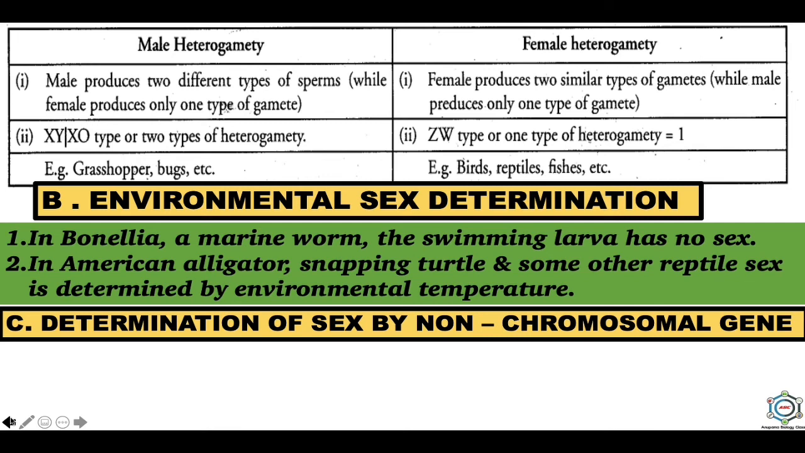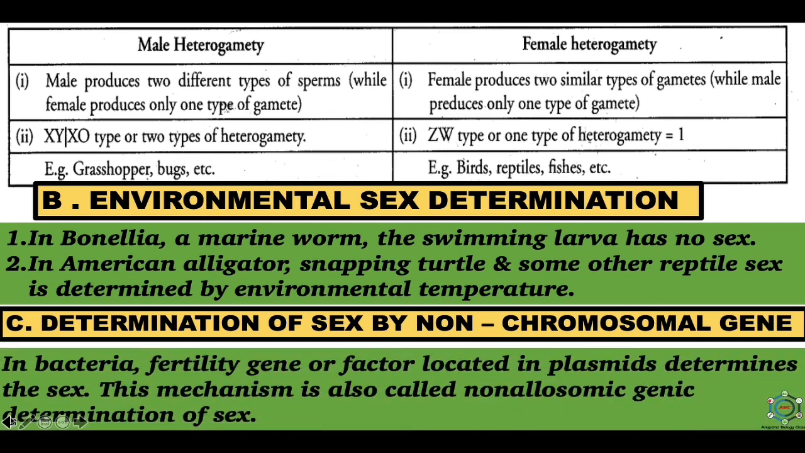Now the last, that is determination of sex by non-chromosomal genes. In case of bacteria, the fertility genes or factors located in plasmids determine the sexes, and this mechanism is also called non-allosomic genic determination of sex.